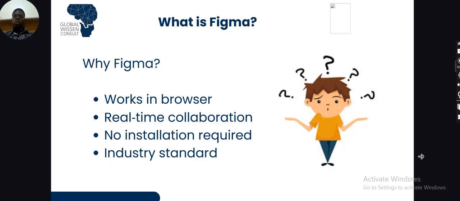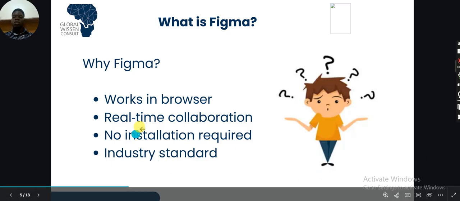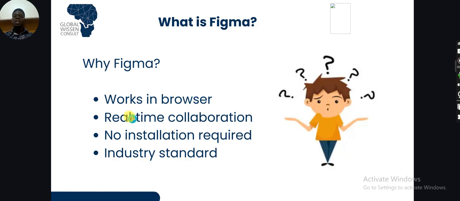We use Figma because it works in the browser. Figma has both the browser tool and the downloadable version. You can download it on your PC or on your mobile device, but the mobile device is limited. You can't do some work there. It's better you download Figma on your PC. Also, it has the paid version and the free version. The paid version will allow you to do more things.